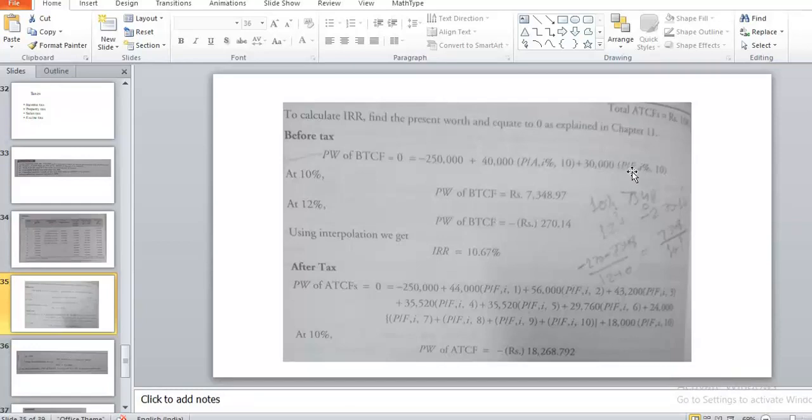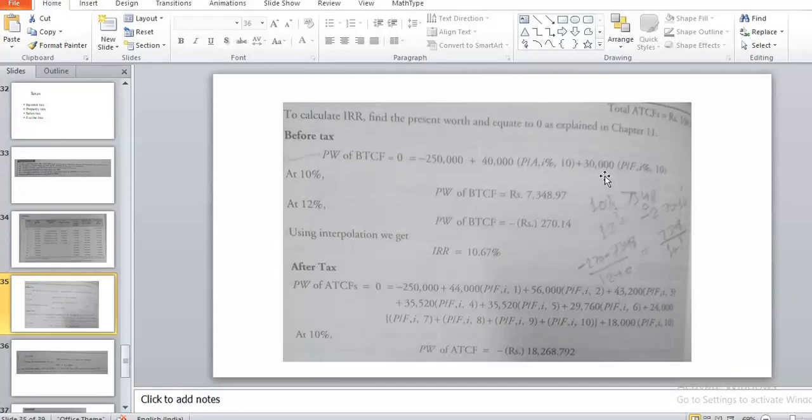This is considered after some years, or this is the future worth value. This is the annual worth value. For each year we consider this, and for after some years we consider this value, 30,000. So these terms are different. I already went through this in the time value of money topic. So this is the typical formula.